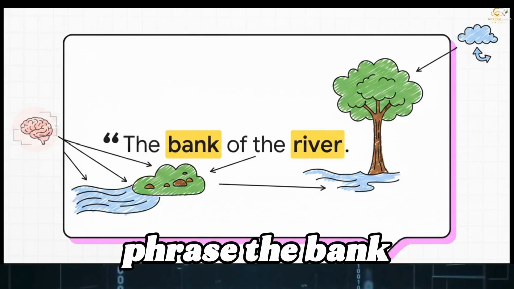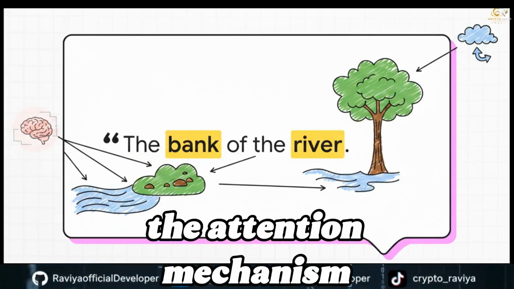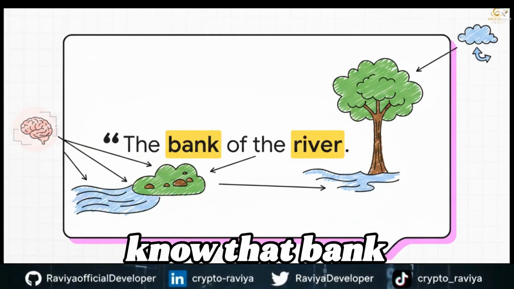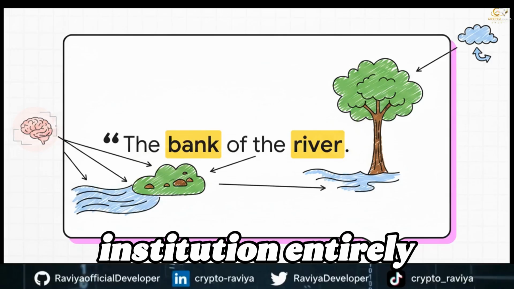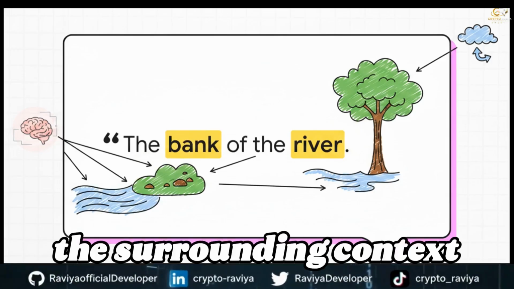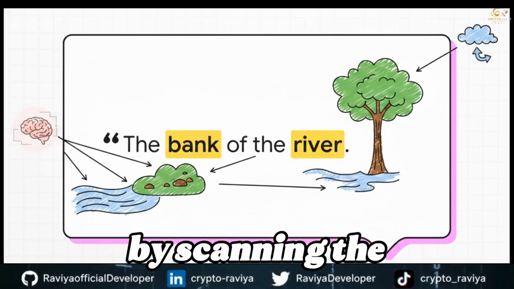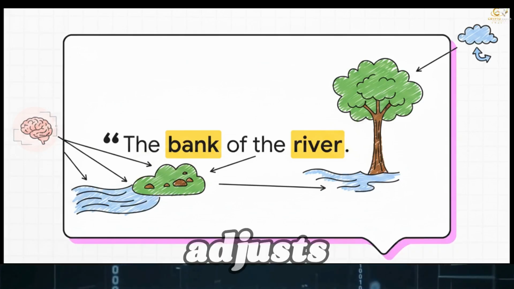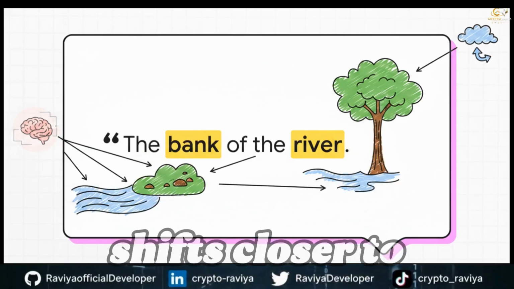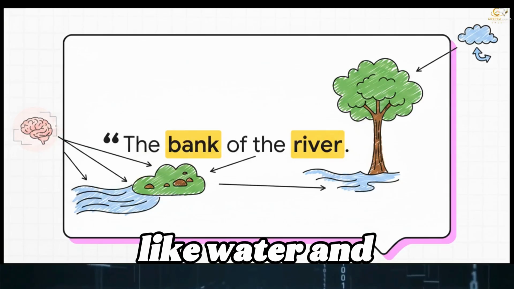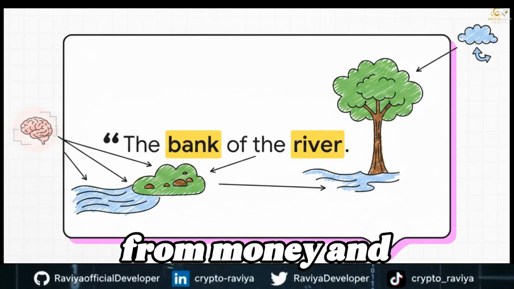Let's use a quick example. Think about the phrase, "the bank of the river." The attention mechanism helps the AI know that bank here means dirt and land, not a financial institution, entirely by looking at the surrounding context word, river. By scanning the whole sequence, the model dynamically adjusts the mathematical meaning of the word bank. Its vector actually shifts closer to concepts like water and nature and further away from money and vaults.